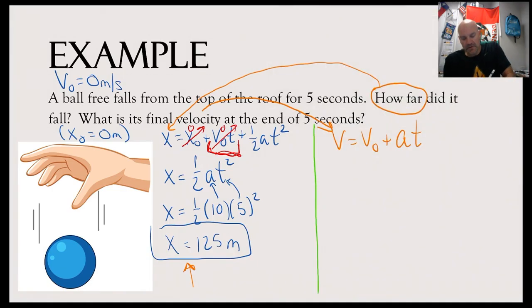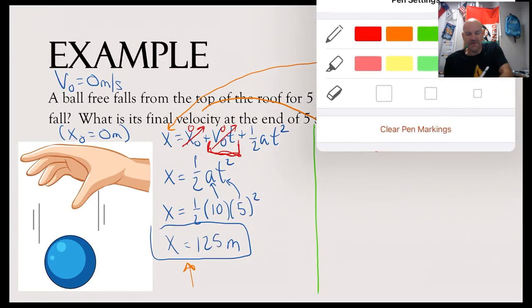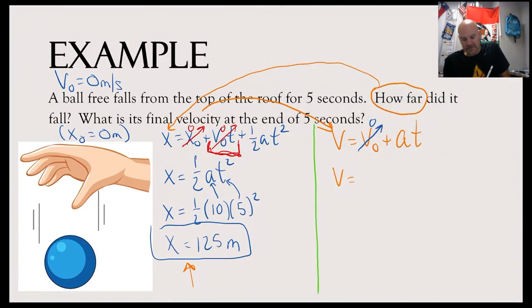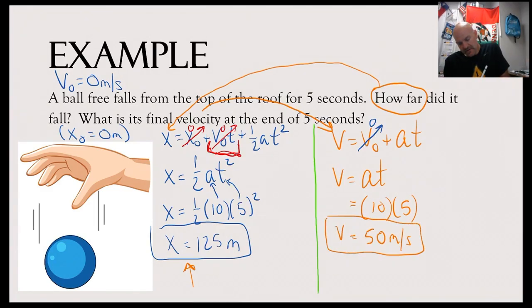Okay, so cross things out. The only thing that is 0 in this equation is v0. So now my equation simplifies to v equals at. Again, I'm in free fall, so I can use 10, unless it says use g equals 9.8, in which case use 9.8. If not, I can use 10. So it's telling me after 5 seconds, the ball is falling 50 meters per second.